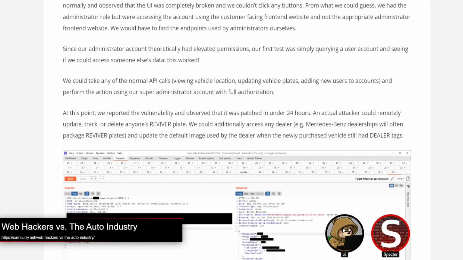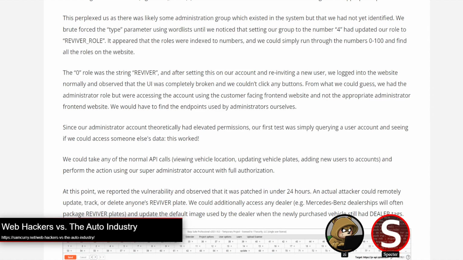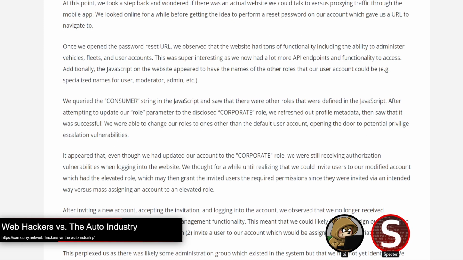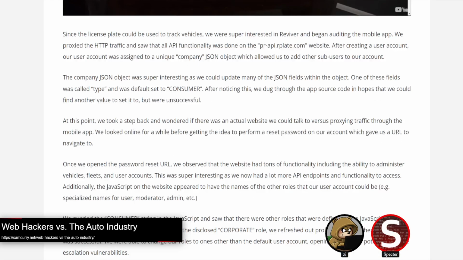So they started looking at their mobile app and HTTP requests, and discovered that there was also an enterprise functionality where you could manage a fleet of vehicles if you were a corporate account. Essentially, you could have a master account and then sub accounts underneath it for vehicles which you would invite in. That pointed to the fact that there was a role system going on here. As it turned out, the role of your account is directly tied into the JavaScript of the app. So you could basically just switch your account into a corporate role or some other role.